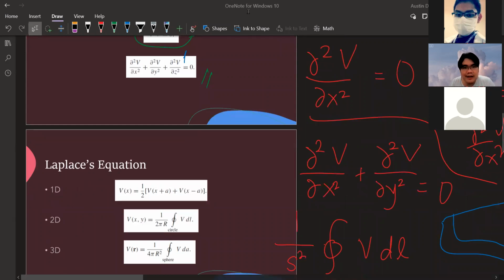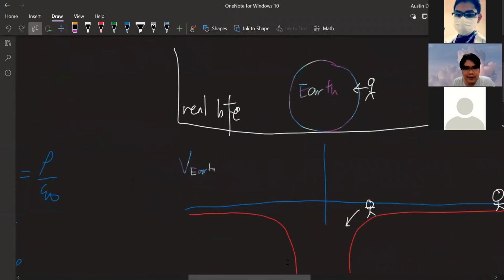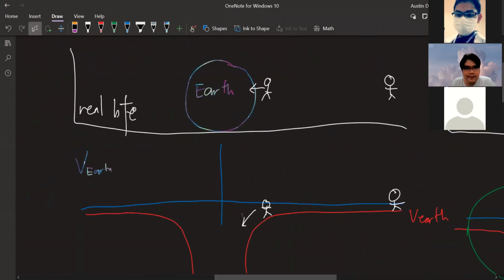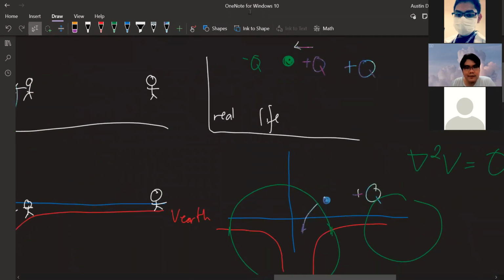Sorry, may tanong sa atin. Sir, baka off topic po, bakit po naging ganun yung itsura ng graph ng potential? Saan yung graph ng potential? Yung sa dinrawing ko dito? Dito ba? Okay. Bakit ganito yung graph ng potential?